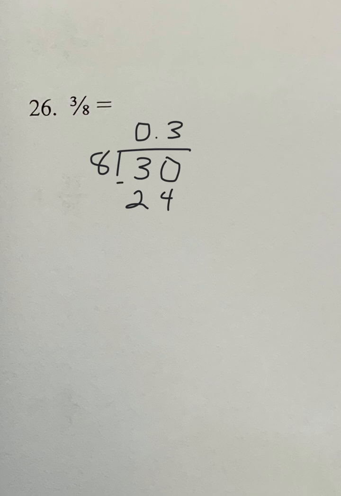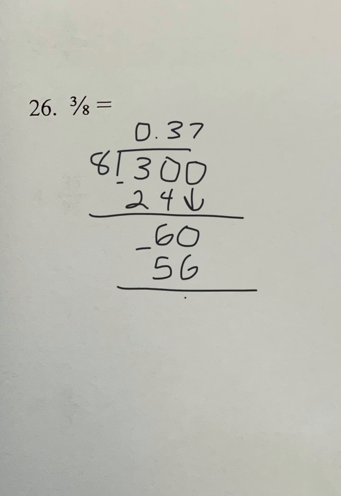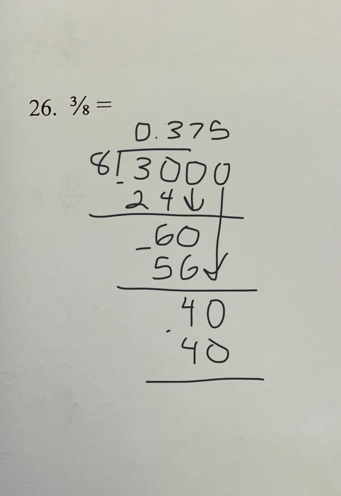I'm going to subtract, and I'm going to get 6. I'm going to add another 0 behind the 30. I'm going to bring that down. I know that 8 times 5 gets me 40. 8 times 6 is 48. 8 times 7 is 56. That's the closest to 60. 56. I'm going to get 4, add another 0, bring that down, and then 5 times 8 gets me 40 evenly. So my answer is going to be 0.375.